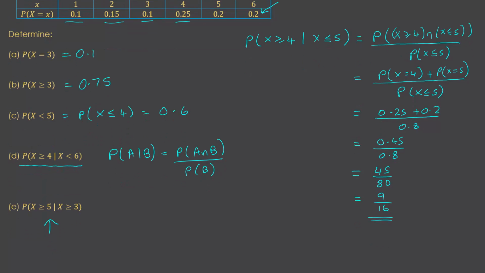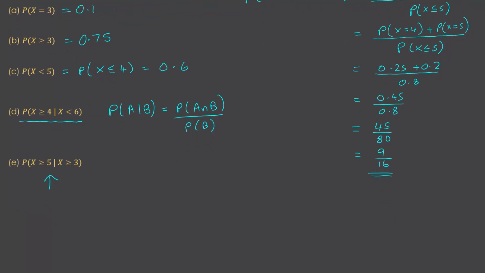Now, finally, we have this one here. And that one's going to become the probability that x is greater than or equal to 5 and x is greater than or equal to 3, divided by the probability that x is greater than or equal to 3. Now, to be greater than or equal to 5 and greater than or equal to 3, the top just becomes x is greater than or equal to 5, and the bottom is x is greater than or equal to 3.